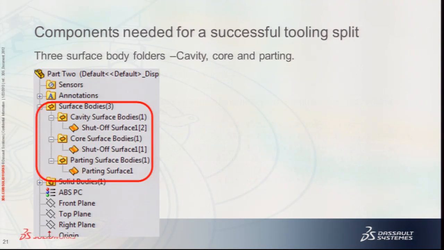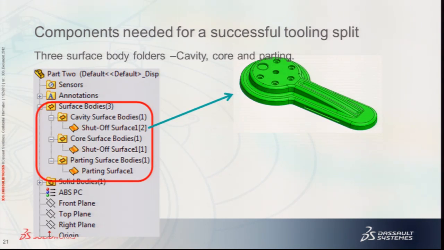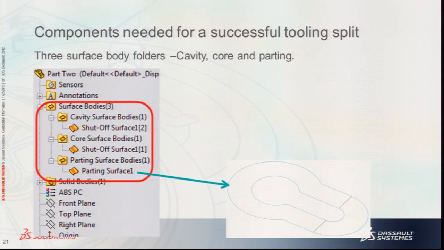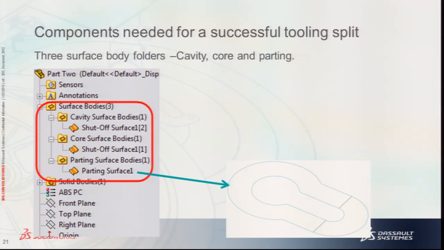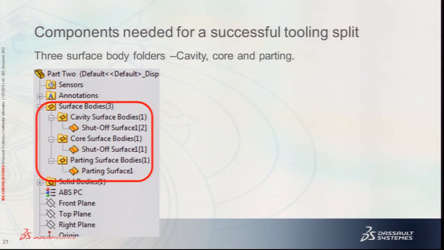And I showed this earlier. You're going to have 3 surface bodies folders, a cavity, a core, and a parting line. And those should be there. And there's an interesting thing about these, this is a rule of thumb I always go by: if you have a shutoff surface and a parting surface, and you take those and you knit them, and it's successful, then it should work. Just a way to check that. And I'll show you a couple of examples where we can check that.